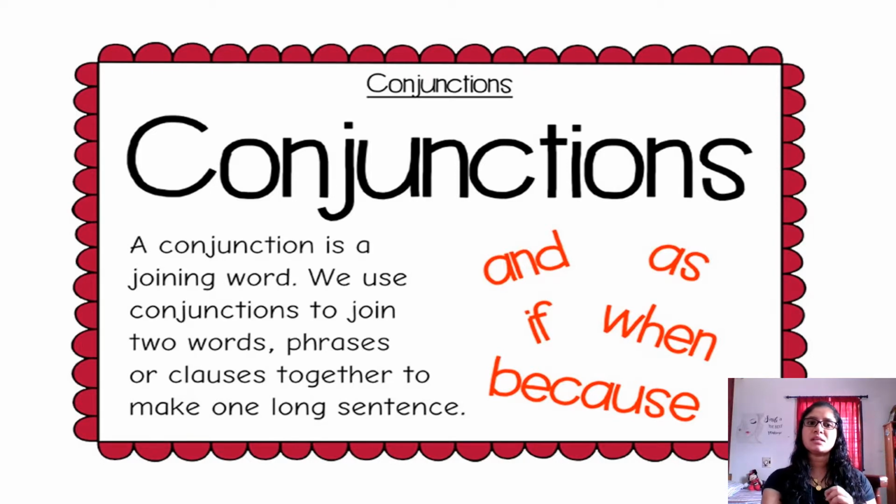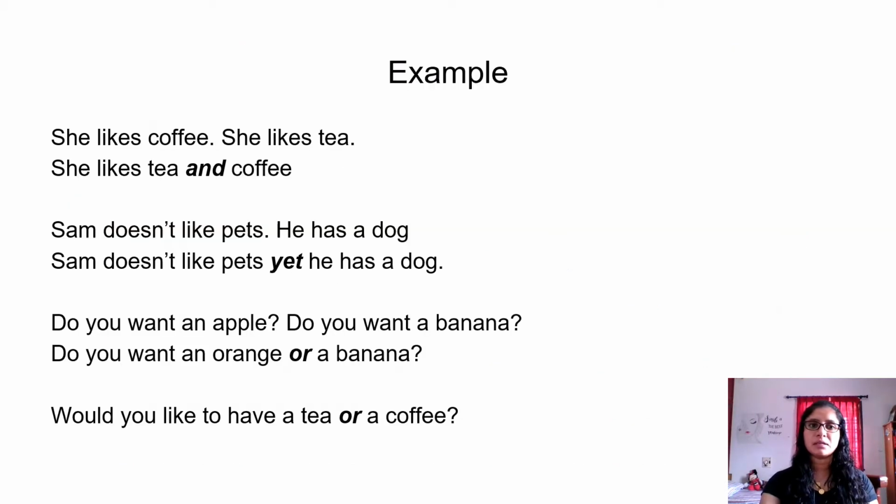So conjunctions are a word or a group of words that is used to join two sentences, two phrases or clauses together to make one long sentence. Instead of repeating the same sentences again and again, you just join both the sentences with conjunctions. So here they have given examples: and, if, when, because, as. Based on the type of sentence, we just add a conjunction to it and make it one. I have given an example here.